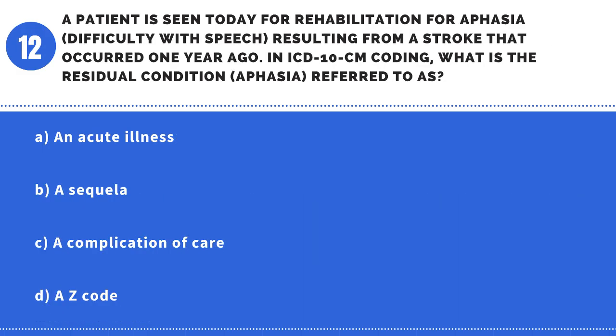Question 12. A patient is seen today for rehabilitation for aphasia, difficulty with speech, resulting from a stroke that occurred 1 year ago. In ICD-10 coding, what is the residual condition, aphasia, referred to as? A. An acute illness. B. A sequela. C. A complication of care. D. A Z code.